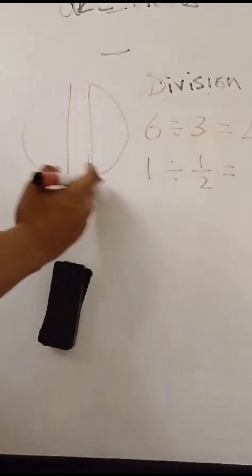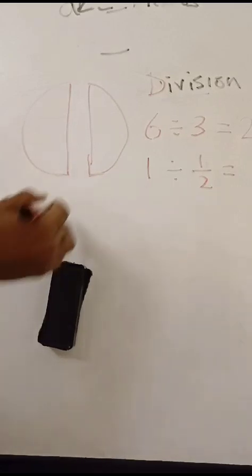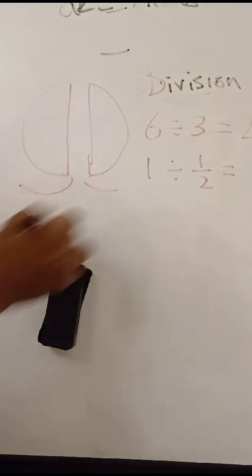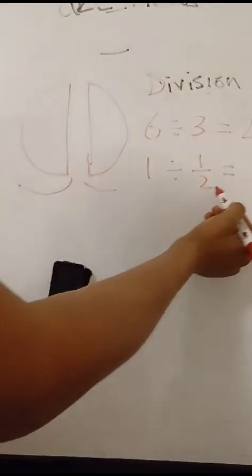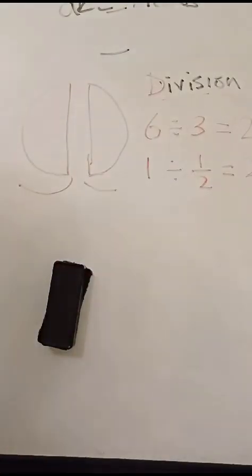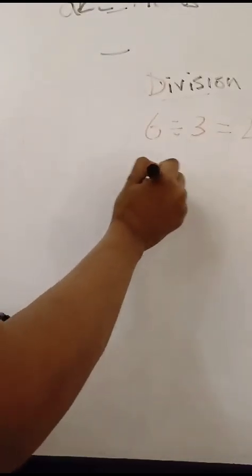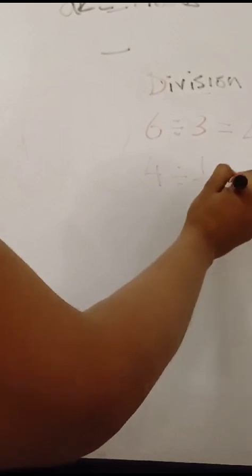When we divide them, how many groups do we have? 1, 2. That's 2 groups. So 1 divided by a half is 2. What if we want to divide 4 by a half? 4 by a half. I want you to conclude something here.